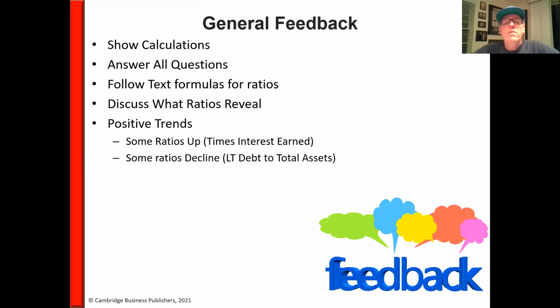Be careful in terms of what's positive and what's negative. Being an optimistic guy who thinks positive, there are some ratios where when they go up, it's positive. When the times interest earned ratio goes up, that means you have a bigger cushion for your future payment of interest. That's good. But if you're concerned about having too much debt in your capital structure, if long-term debt to assets goes down, that's also a positive trend. So don't always assume a ratio going up is good or a ratio going down is bad.